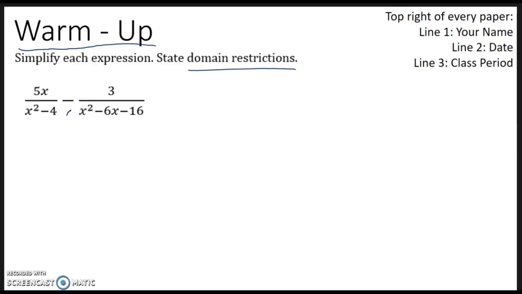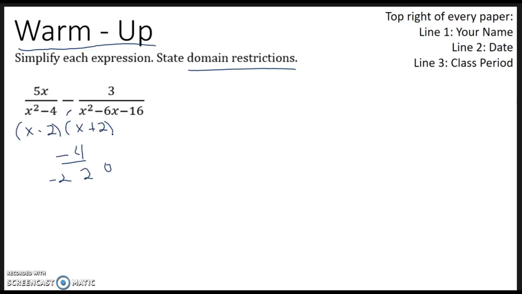And remember, I use my least common denominator to find my domain restrictions. So for the left one, I have x squared minus 4. So I'm looking for something that multiplies to make negative 4 and adds to make 0. That's going to be 2 and 2. So one of those is going to have to be negative. So this one's going to be x minus 2, x plus 2.